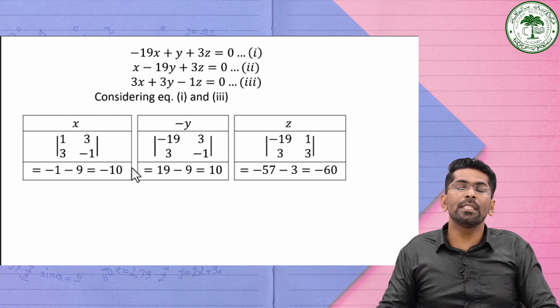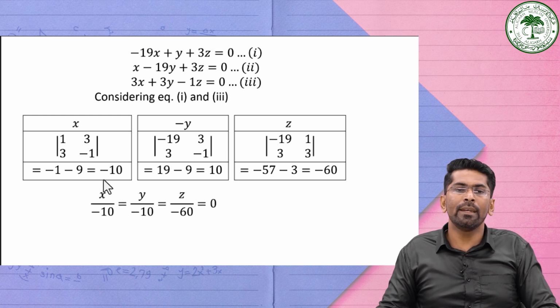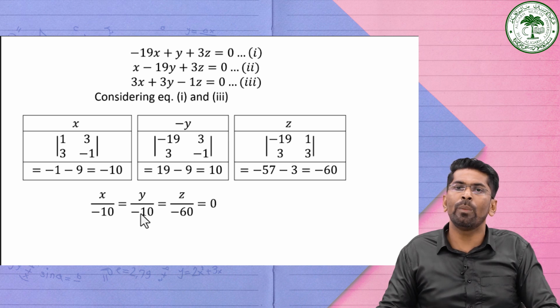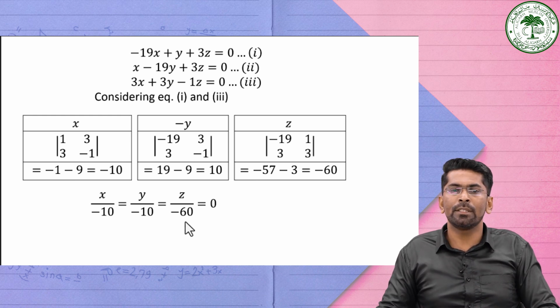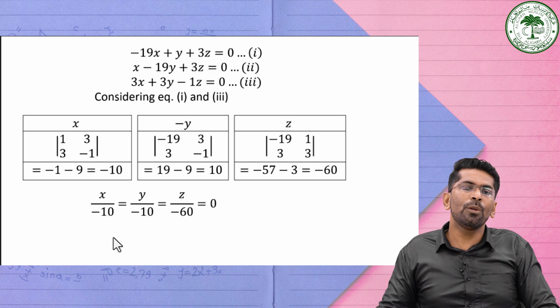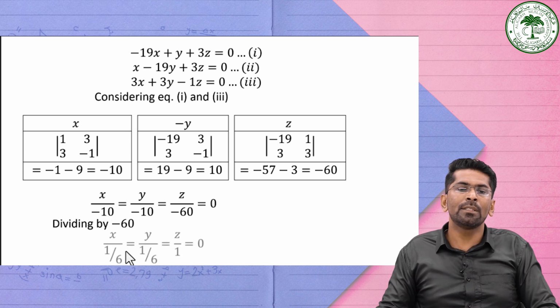So now I am going to write these terms like in the previous case also. See, it is x divided by minus 10 which is equal to minus y divided by 10. That is, I am taking the minus into the denominator. So it will become minus 10, equal to z divided by minus 60, equal to 0. So here we are going to divide by minus 60. Then, see the denominators, minus 10 divided by minus 60 will become 1 by 6. Here minus 10 divided by minus 60 is again 1 by 6. Then minus 60 divided by minus 60 is equal to 1.